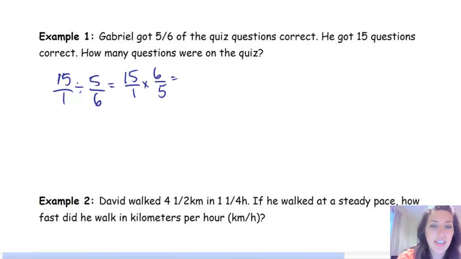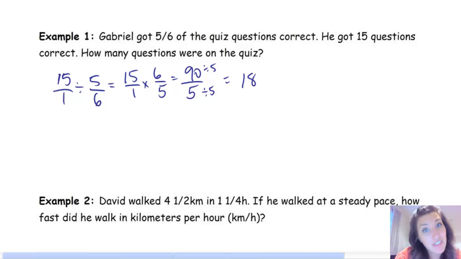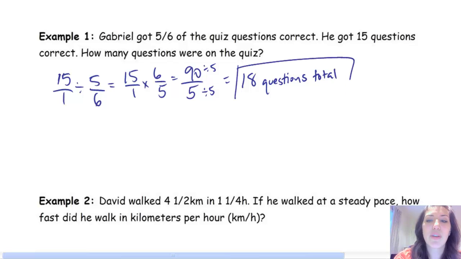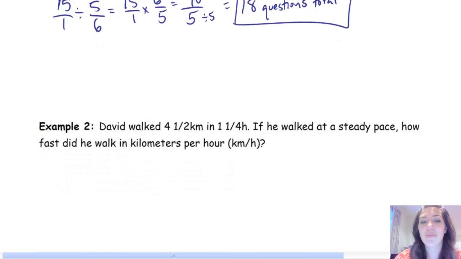15 times 6 equals 90. 1 times 5 equals 5. Both of these can be divided by 5. 90 divided by 5 is 18. 5 divided by 5 is 1. So 18 questions total were on that quiz. So I'd say Gabriel did pretty well on that quiz.